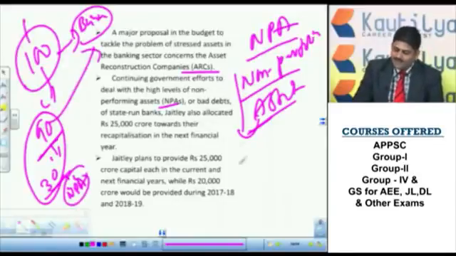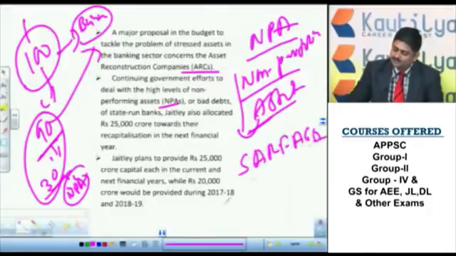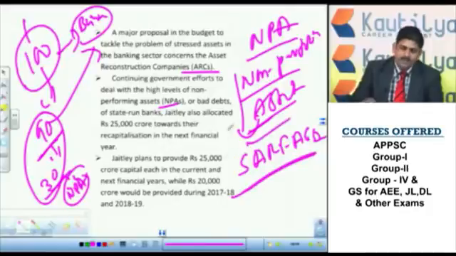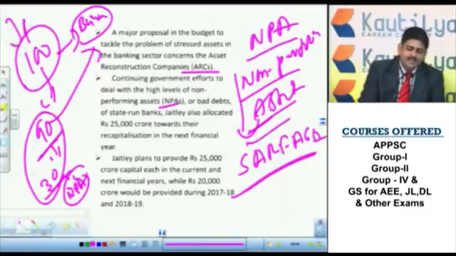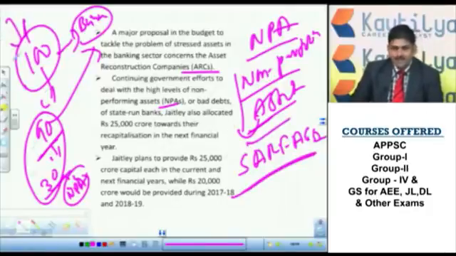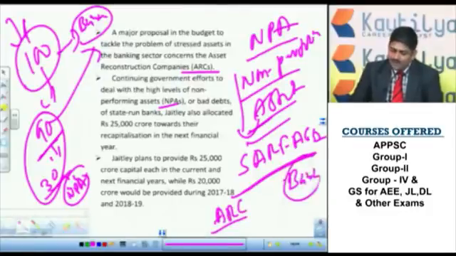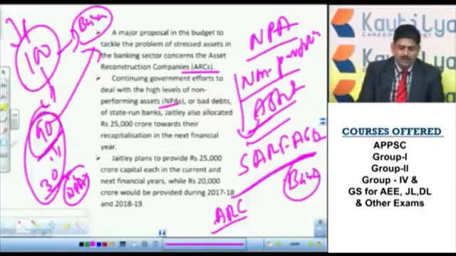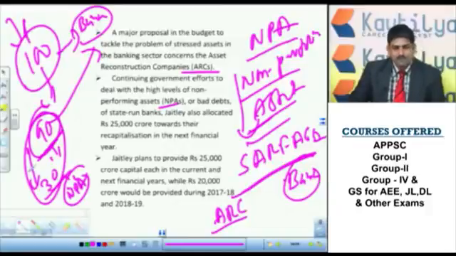Under the SARFAESI Act, there is another act, and under this act the bank can initiate any action for this. So this is the mechanism. However, an alternative mechanism was also created in the name of ARC, that means Asset Reconstruction Company. Here, the bank has to wait for 90 days, then again it has to give a period of 30 days notice.